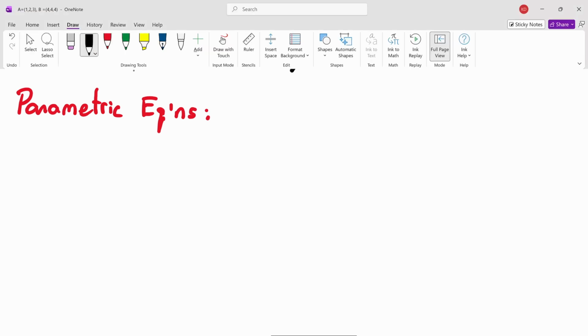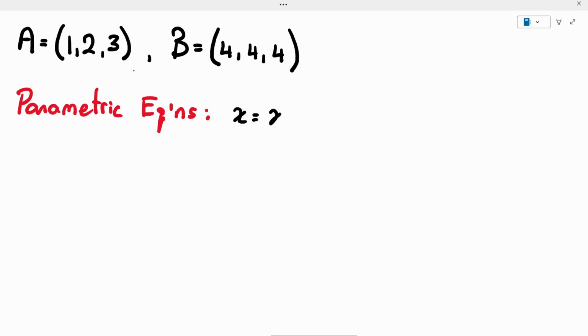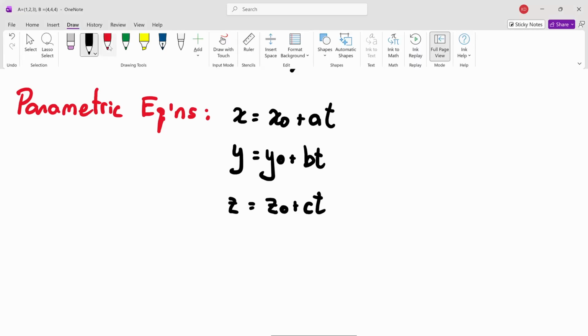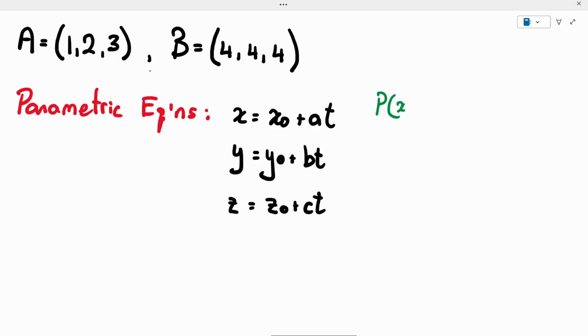So we needed to find x equal x0 plus a t, or lambda, or whatever you want to call it. Y is equal to y0 plus bt, and z is equal to z0 plus ct, right? And this x0, y0, z0 came from the point. So there's a point on the line, and these are the coordinates of the point on the line. And the a, b, c was a vector parallel to the line, right?